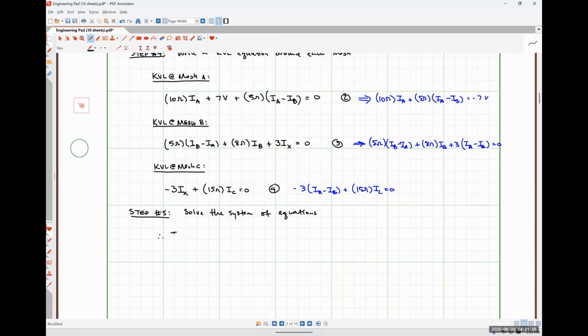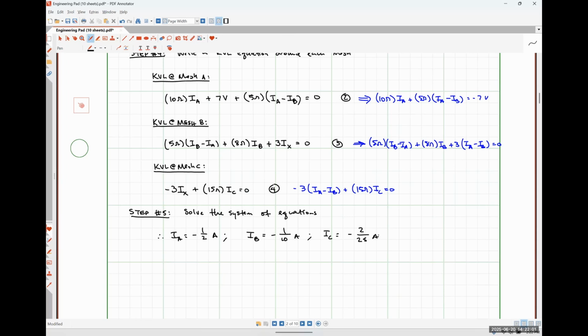I would find that IA is equal to -0.5 amp. IB is equal to -1/10 of an amp. And lastly, IC is equal to -2/25 of an amp. So if anybody was following along with your calculator, could you let me know whether or not you got the same results? Yes, sir. Good deal.